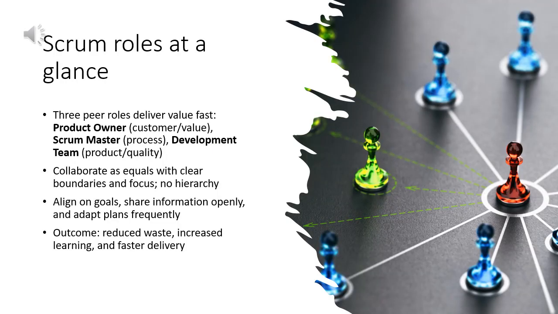Scrum uses three clear roles to deliver value fast. The product owner represents the customer and manages value. The Scrum Master serves the team and improves the process. The development team builds the product and ensures quality. These roles collaborate as peers, not as a hierarchy.